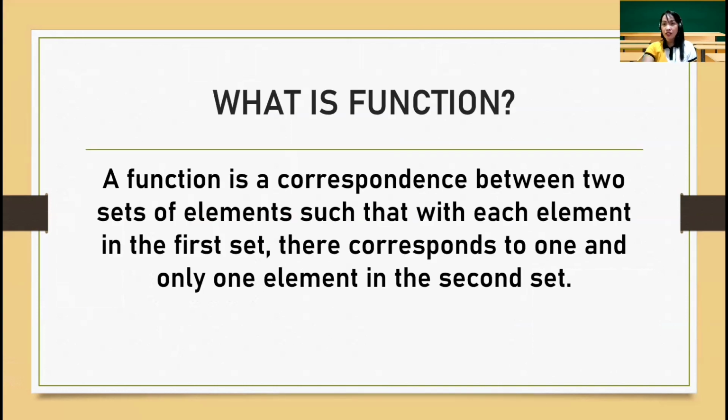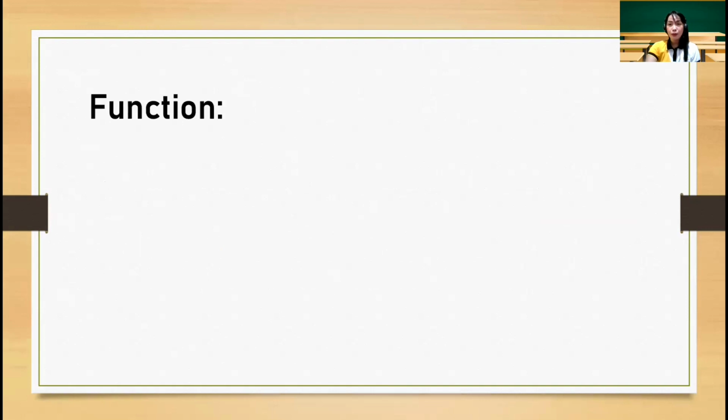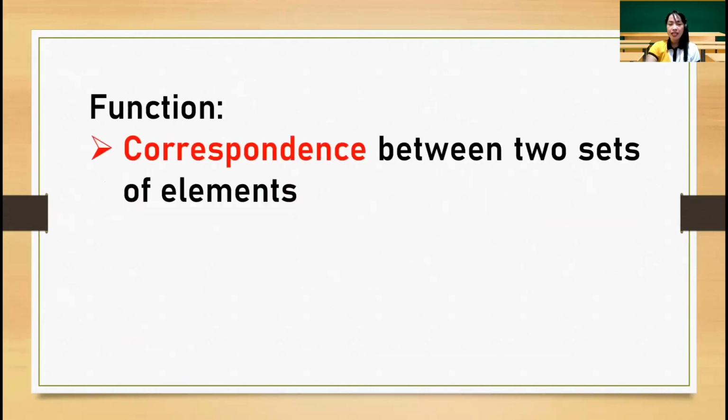A function is a correspondence between 2 sets of elements such that with each element in the first set, there corresponds one and only one element in the second set. Let's highlight these words. Correspondence between 2 sets of elements. Each element in the first set corresponds to one and only one element in the second set. Let's take it one by one. Correspondence between 2 sets of elements. When you say correspondence, there is a relation, association.